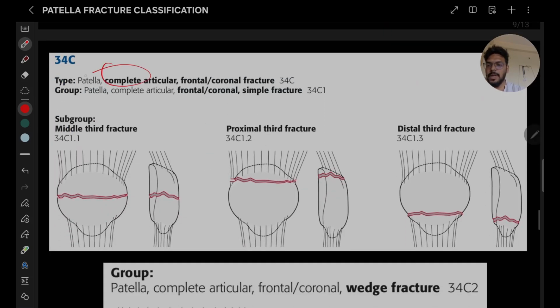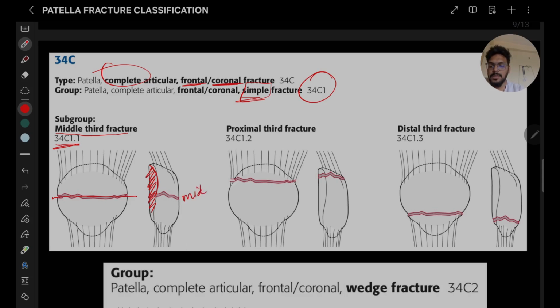So C is a complete articular fracture, in the frontal or coronal plane. Both the frontal and coronal plane fractures are there. C1 is a simple fracture. C1.1 is a middle third fracture. Complete articular fracture: till the articular area it is fractured, and this is the articular surface.